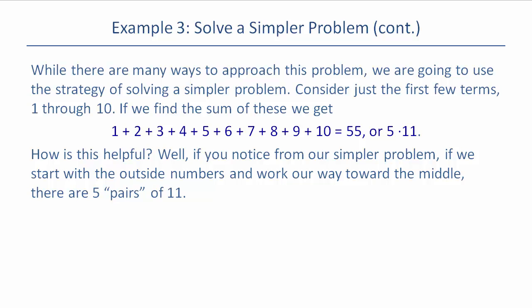Now, how is that going to help you? Well, I don't know. Look for some patterns. Well, 55 is what? It's 5 times 11. Well, all right. So that means I have to have 5 pairs of 11. And sure enough, if you look at the numbers, 1 plus 10 is 11. 2 plus 9 is 11. 3 plus 8 is 11, and so on and so forth. There's actually 5 pairs of 11 there.